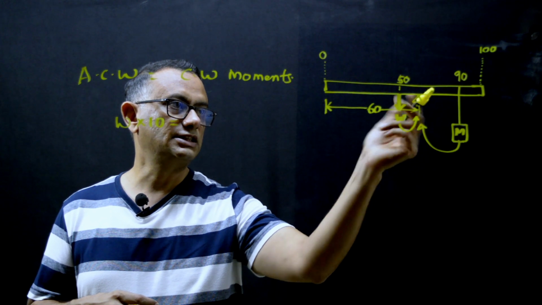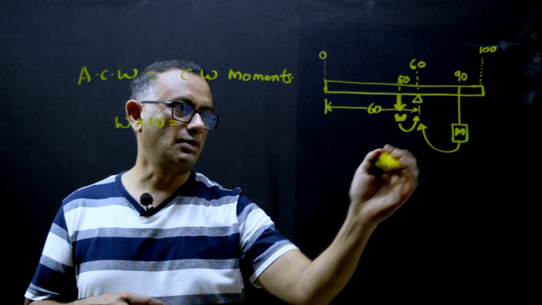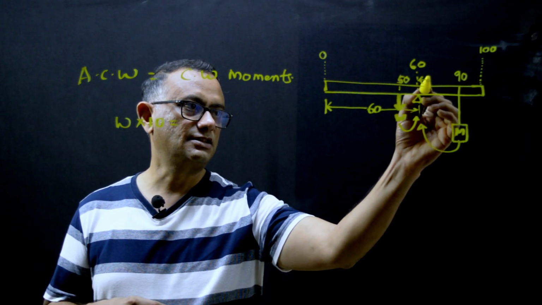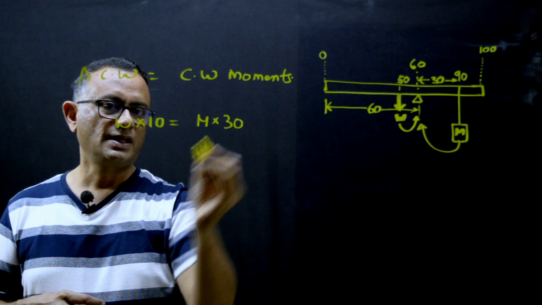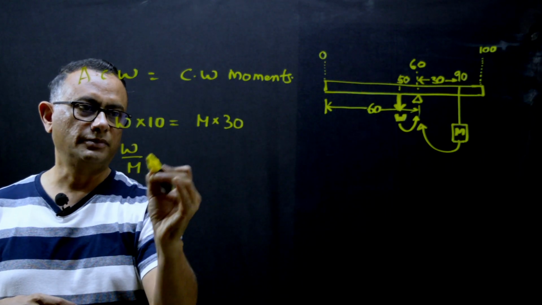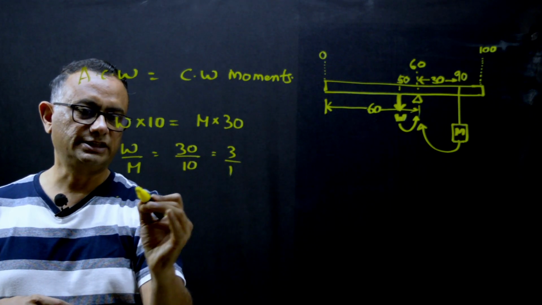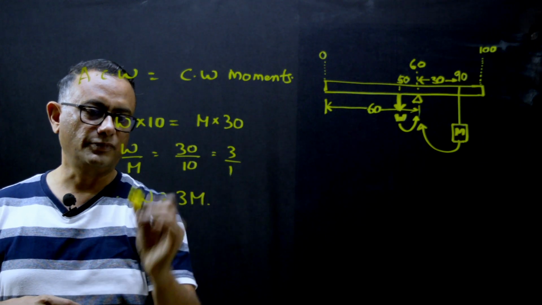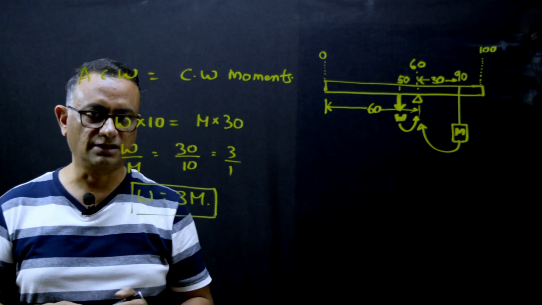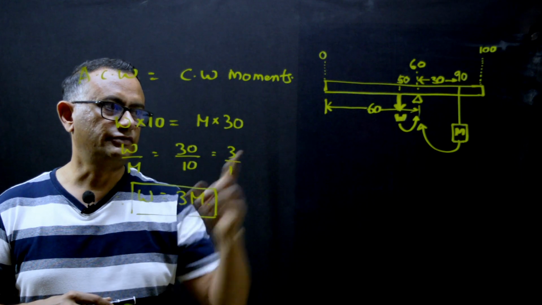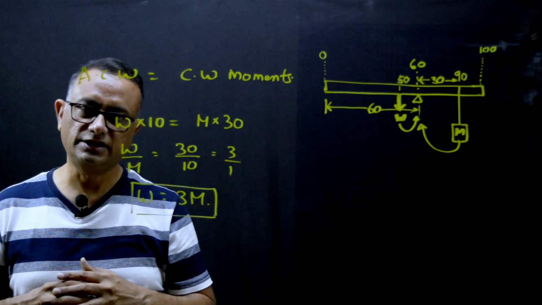So if this has been given as 60 centimeters, so this is on the 60 centimeter mark, which means that this distance is 30, right? So we say this is M into 30. So if you take W by M, this will be 30 by 10 or 3 by 1, or we can say W is 3 times of M. Okay, so just by using the principle of moments which we have discussed earlier, we can find out that if the M is balancing this and keeping it in equilibrium, then the weight is going to be 3 times of the mass.